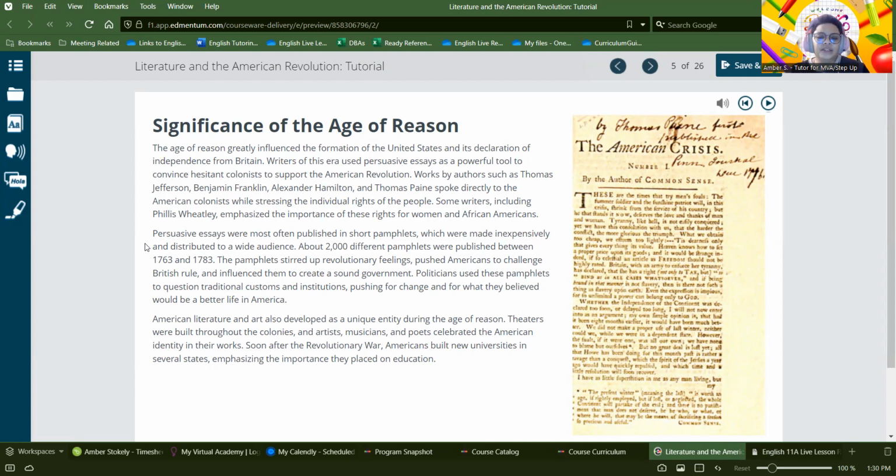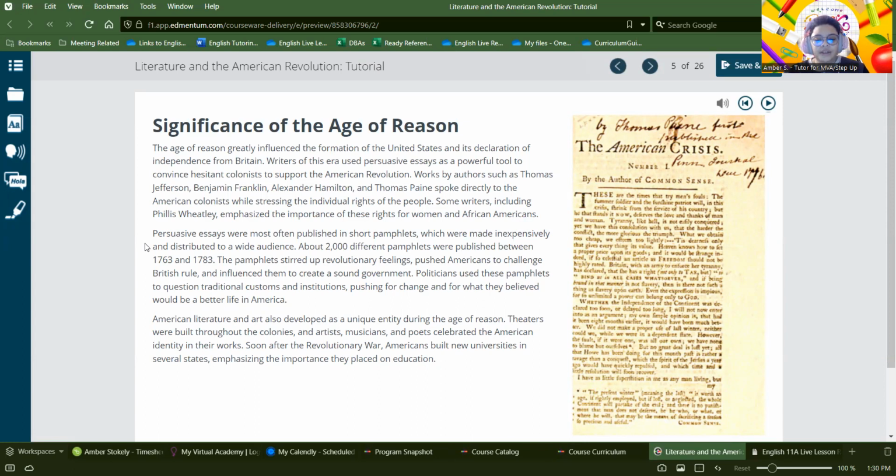Part of the reason why is you might get a question on the mastery test asking, oh, how many different pamphlets were published during these years? And you have to fill in that blank, right? So usually if they give you a number and it's not like a table of numbers, then I would definitely write it down. Alrighty.